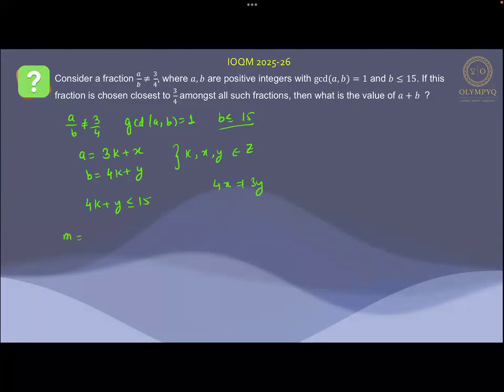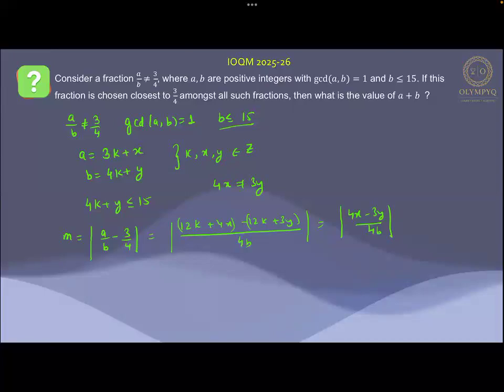Now let's consider m as the fraction a by b minus 3 by 4. Here we have assumed the values of a and b, so by taking the LCM and substituting the values of a and b, I'll get this value as 12k plus 4x minus 12k plus 3y, all divided by 4b. Now this is equal to 4x minus 3y divided by 4b.